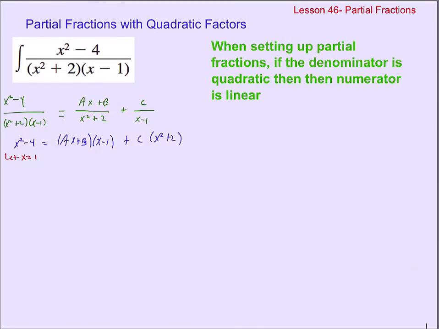And so that's what we'll do. If x equals 1, then our equation is 1 minus 4 equals 0 plus C times 1 squared plus 2. So negative 3 equals 3C, so C has to equal negative 1. What's nice about this is we can now start using that negative 1 if we need to help find A and B also.